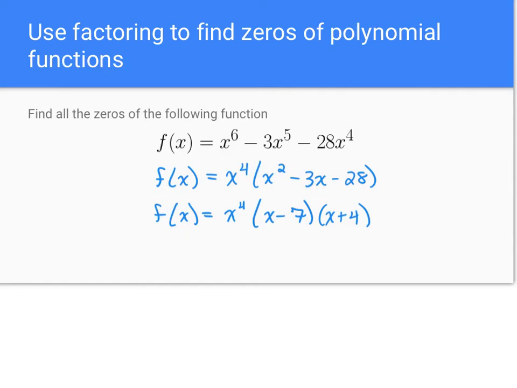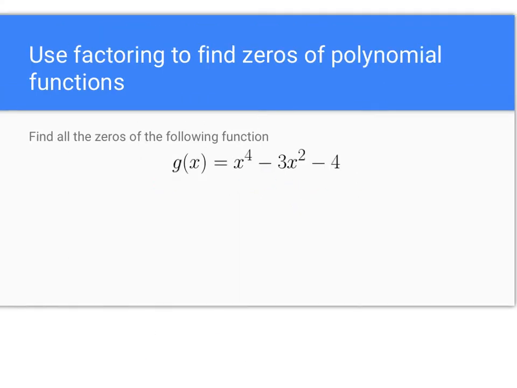Now to find the zeros, we just set the whole thing equal to 0. In this case, we have 1, 2, 3 things all being multiplied by each other. So if any of those 3 things are 0, the whole thing would be 0. Now what would make x to the fourth 0? 0. What would make x minus 7 0? 7. What would make x plus 4 0? Negative 4.